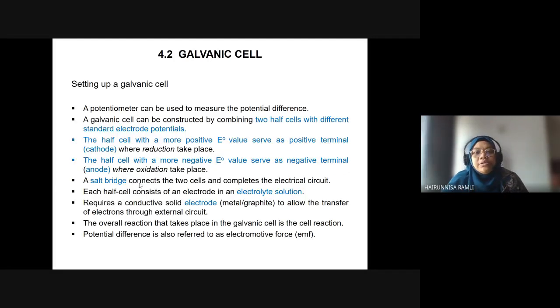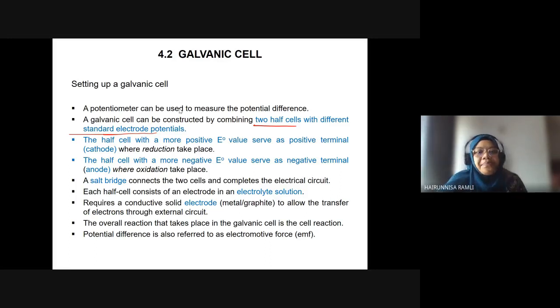Okay, so to set up the galvanic cell, a potentiometer can be used to measure the potential difference. A galvanic cell can be constructed by combining two half cells with different standard electrode potential. Okay, dia tak boleh lah sama. Kalau sama end up dia tak ada bacaan lah, betul tak? Dia kena ada yang different value dia tu, so that akan ada transfer of electron tu. So you akan dapat bacaan lah.